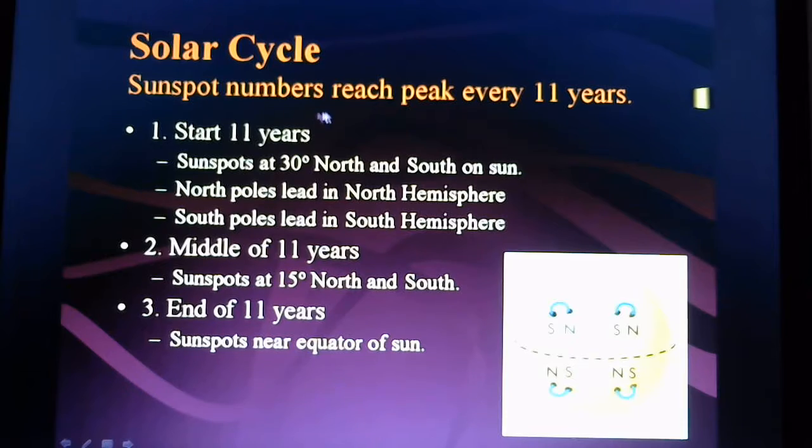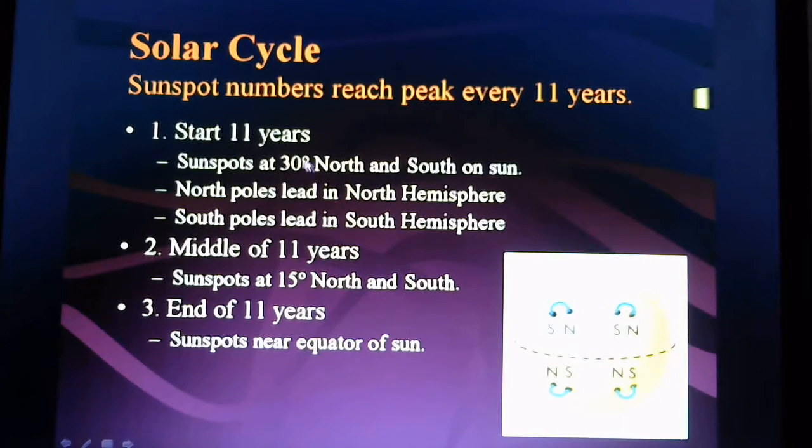Sunspots disappear and then reach a peak number of sunspots after 11 years have gone by. And then they disappear again, and you have to go through 11 years again until you come to a peak number of sunspots. So, let's start at the beginning of this 11 years when sunspots have disappeared and now they start showing up again. They will mostly start showing up at a latitude of 30 degrees north and south on the sun. That doesn't mean that's the only place they can show up.